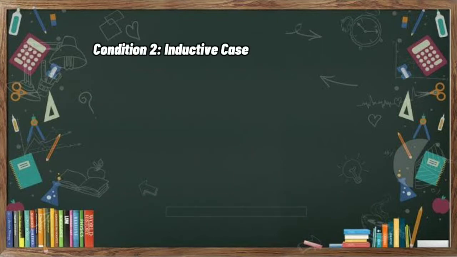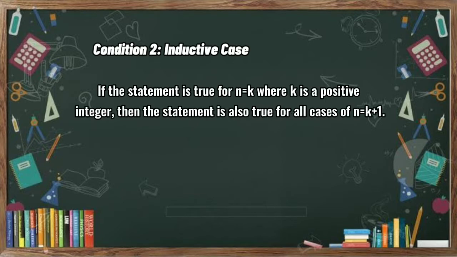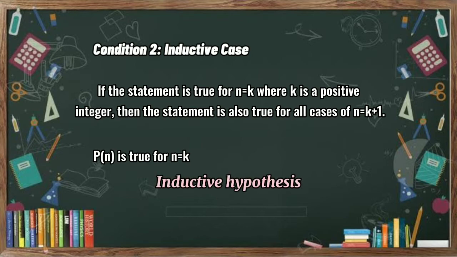The second condition is also known as the inductive case. If the statement is true for n is equal to k, where k is a positive integer, then the statement is also true for all cases of n is equal to k plus 1. This assumption that we make, that the statement is true for n is equal to k, is called the inductive hypothesis.